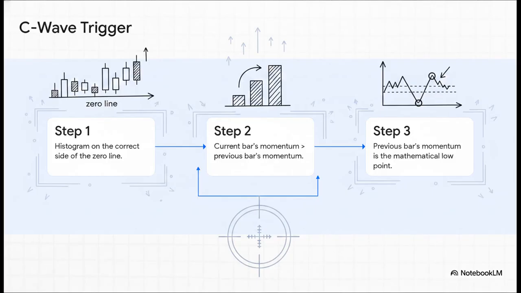Now, to actually fire that sniper rifle, the Wave C engine requires 3 precise mechanical conditions to be met. There's no guessing here. The momentum absolutely must be on the correct side of the zero line, the current momentum must be rising, and, crucially, the previous bar has to be the absolute mathematical low point of the pullback cycle. This precise formula is designed to capture the exact tick where selling completely exhausts and flips over to buying.